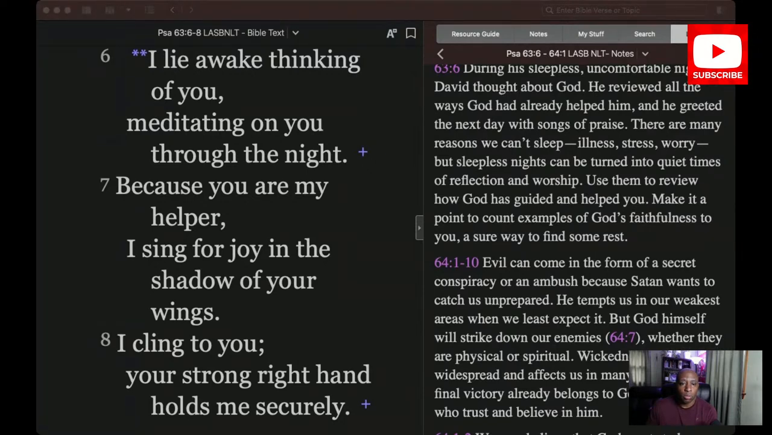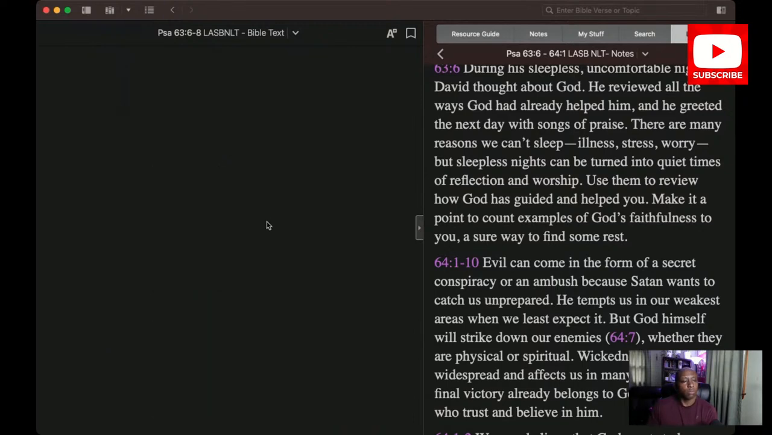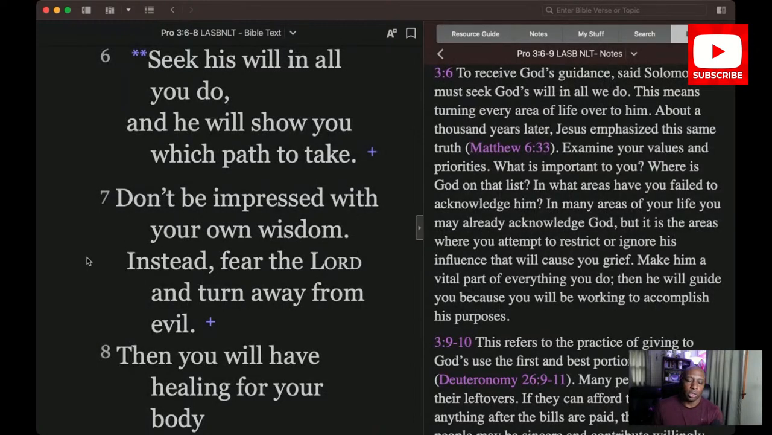Let's go to Proverbs chapter 3, verse 6. Proverbs chapter 3, verse 6 tells us this. Seek his will in all you do, and he will show you which path to take. The Life Application Study Bible tells us this. To receive God's guidance, said Solomon, we must seek God's will in all we do. This means turning every area of life over to him.